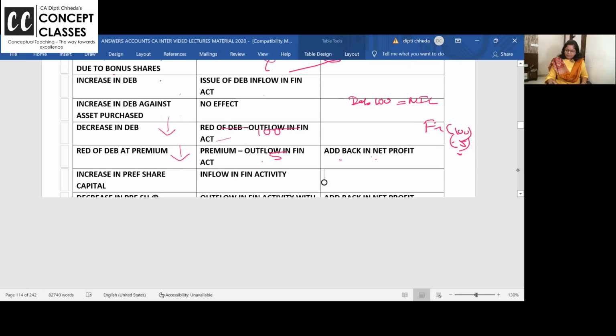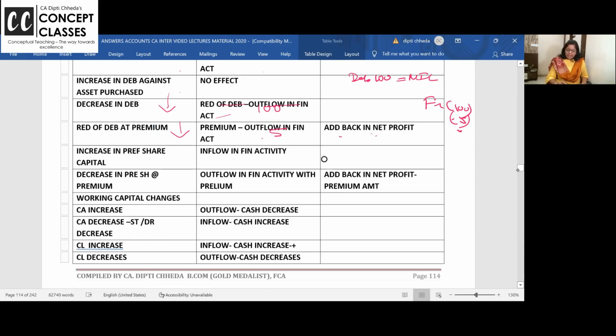Next is increase in preference share capital. If preference shares are increasing, it is an inflow. If preference shares are decreasing with premium, it is an outflow, and the same for the premium.